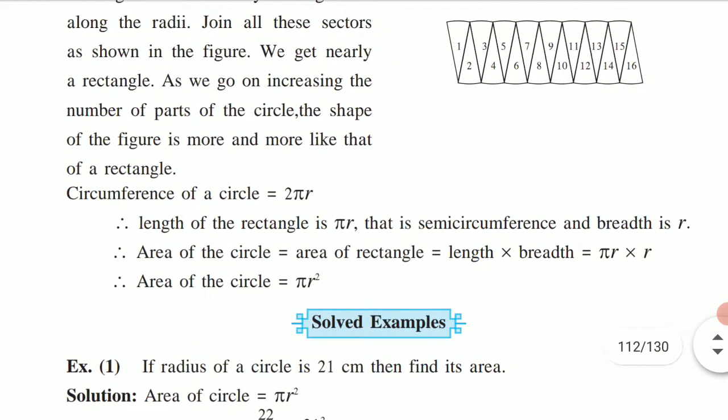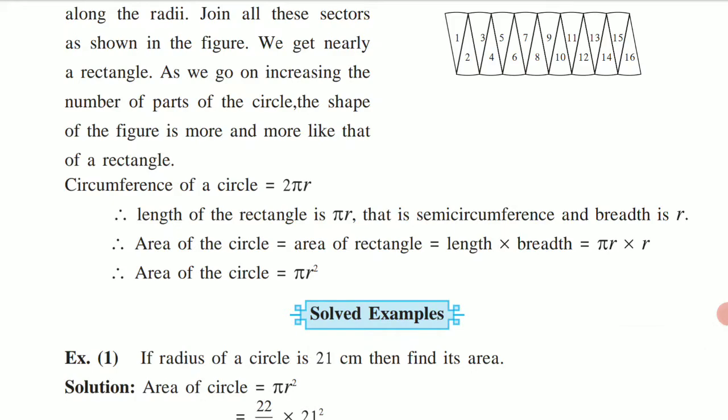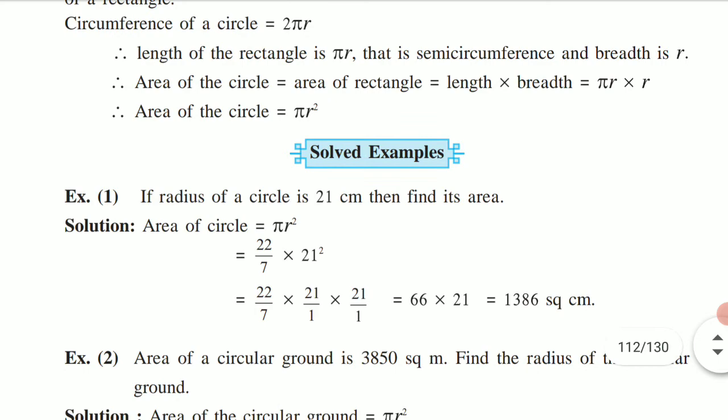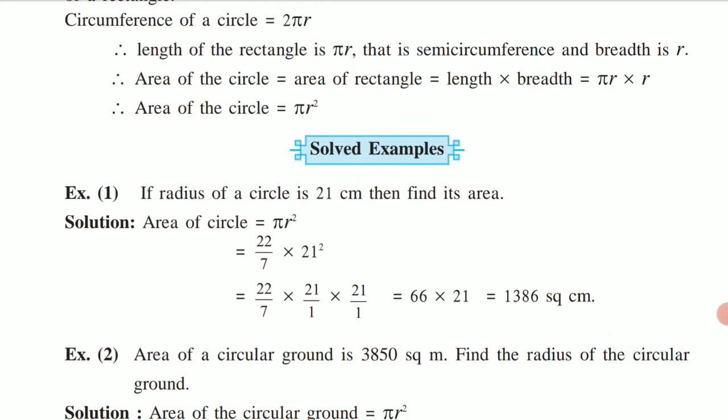We get nearly a rectangle. As we go on increasing the number of parts of the circle, the shape of the figure is more and more like that of a rectangle. Circumference of a circle is equal to 2 pi r. Length of the rectangle is pi r, that is semi-circumference, and breadth is r. Therefore, area of circle is equal to area of rectangle, is equal to length into breadth, is equal to pi r into r. Therefore, area of the circle is equal to pi r square.